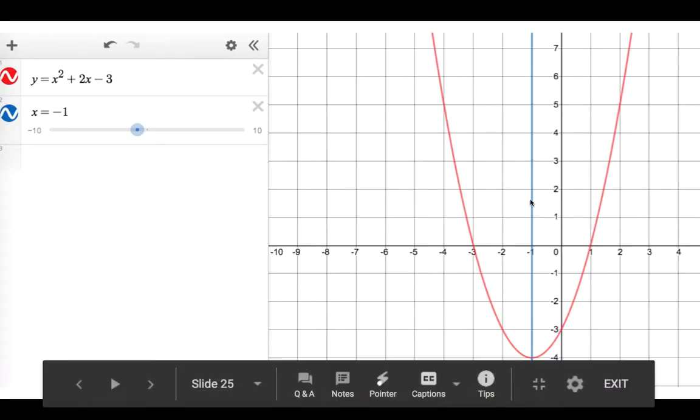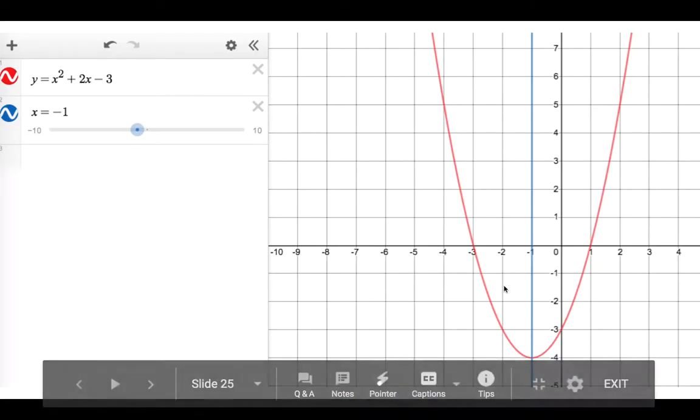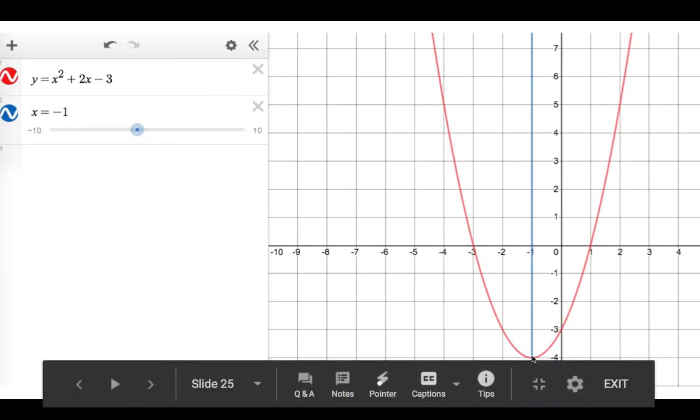And what is x equal to? In this case, it's x equal to -1, which is where I got that number right there. But that -1 also happens to be the x coordinate of the vertex. So if we can find the x coordinate of the vertex, we are very close to coming up with the equation of the axis of symmetry. All we have to do is set x equal to that number.